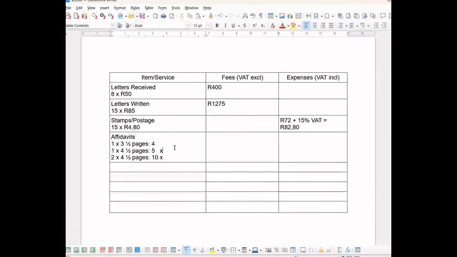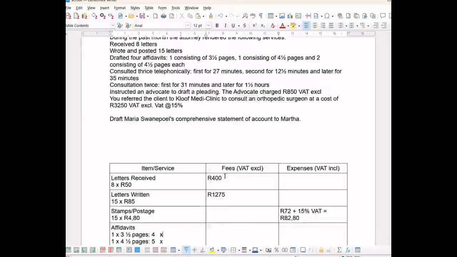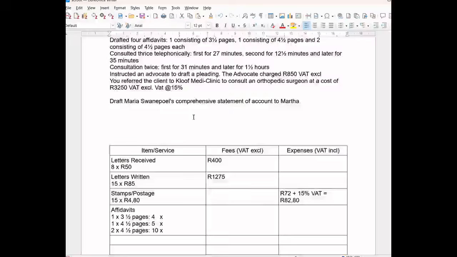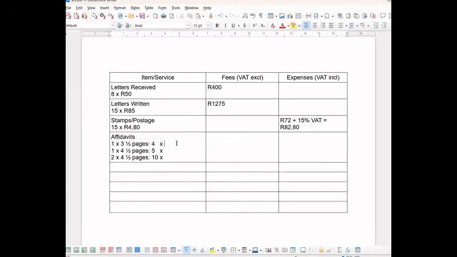Okay, I'm just putting this in so we can go and get the values. Now how much should we charge for affidavits? Affidavits are 55 Rand per page. So I'm going to come back down here and multiply 55.